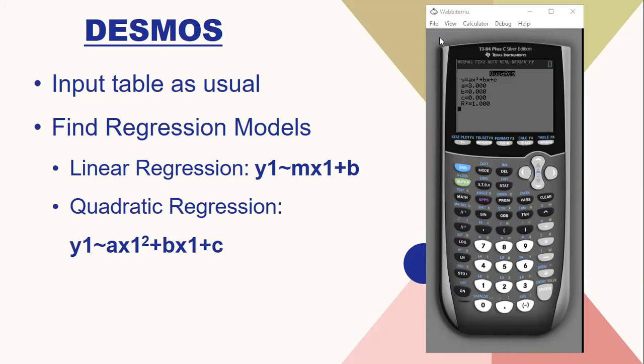To get your quadratic regression, you're typing y1 tilde ax1 squared plus bx1 plus c. Remember, to get the square, you're just pressing shift 6. And then remember to arrow over before you start typing again.